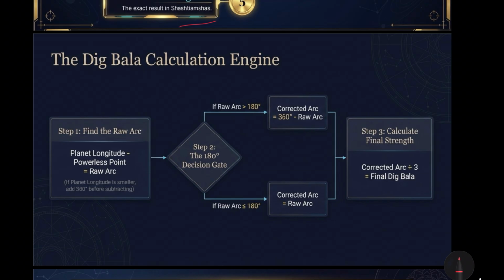Again, planet longitude minus powerless point is the raw arc. Check: if it is less than or equal to 180, then it is the raw arc. If it is greater than 180, then 360 degrees minus the raw arc is the corrected arc. In the final calculation, whatever the corrected arc is, we divide it by 3 to get the final Digbal value.